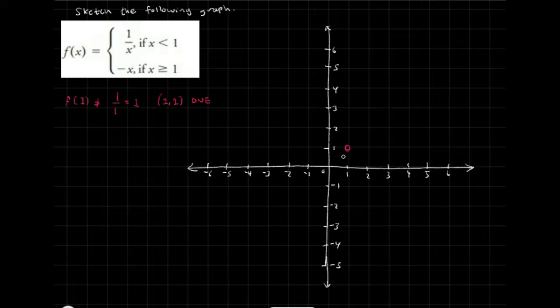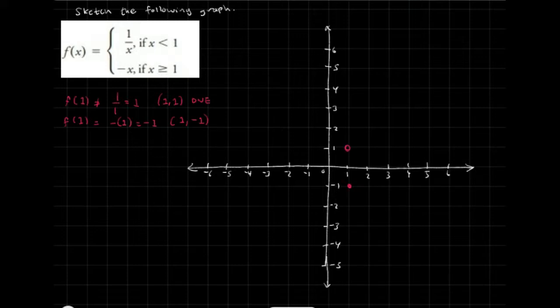So the function is discontinuous at x equal to 1, but we also know that f(1) can fit into the equation negative x. When we plug in 1 for x, we get negative 1. So the point (1, -1) will exist, so we basically have a point here, okay?